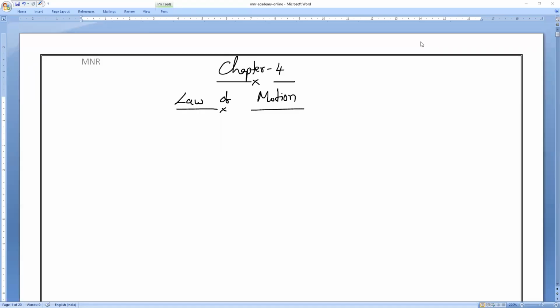So observe very carefully here. The next chapter is laws of motion. So we're having more connectivity in this chapter, which we already studied in class 9. So class 9, can anybody tell me what is the second chapter?